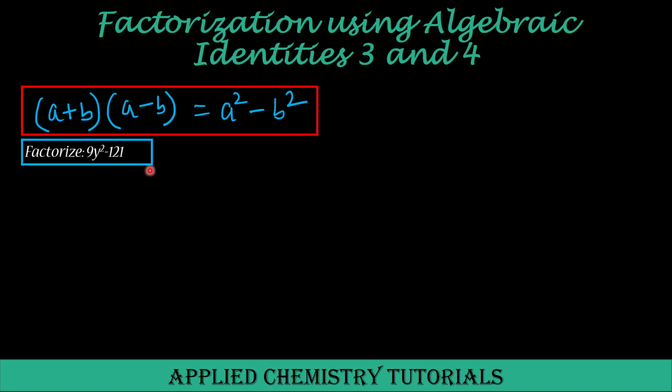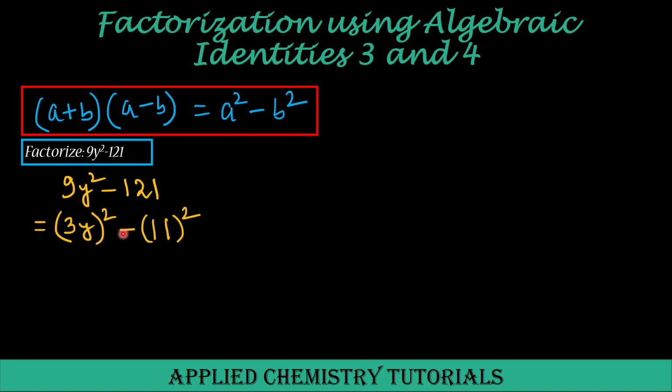Factorize 9y square minus 121. We are rewriting it here, and we can clearly see that 9y square is a square term similar to that of a square, and 121 is another square term similar to that of b square. So we can rewrite it as (3y) whole square minus (11) whole square. We can clearly see that a equals 3y here and b equals 11.